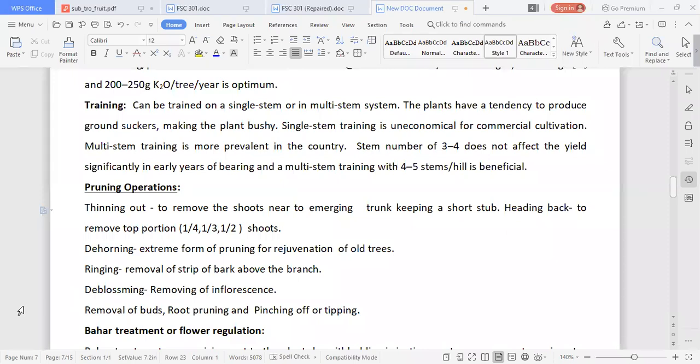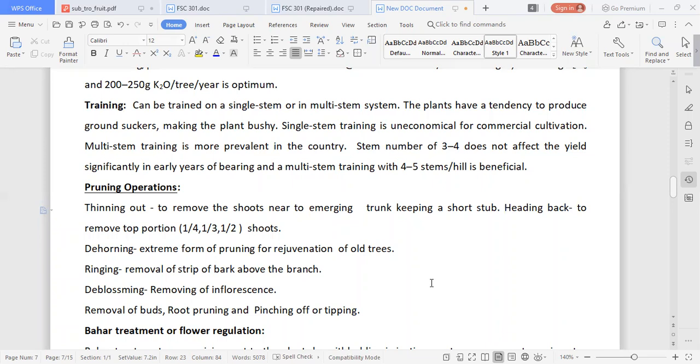The next one is the heading back operation, which is also very important. In heading back, for any particular branch from the top, you cut 1/4 or 1/3 or half of the shoot with the help of a sharp knife or secateurs. That will encourage more branches where you take the cut, so it will make your tree bush shaped. Okay, so this is in practice.